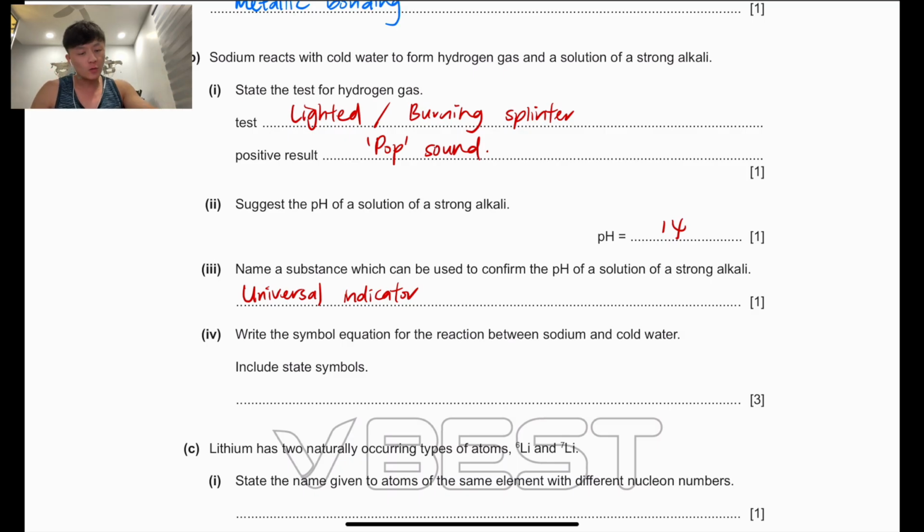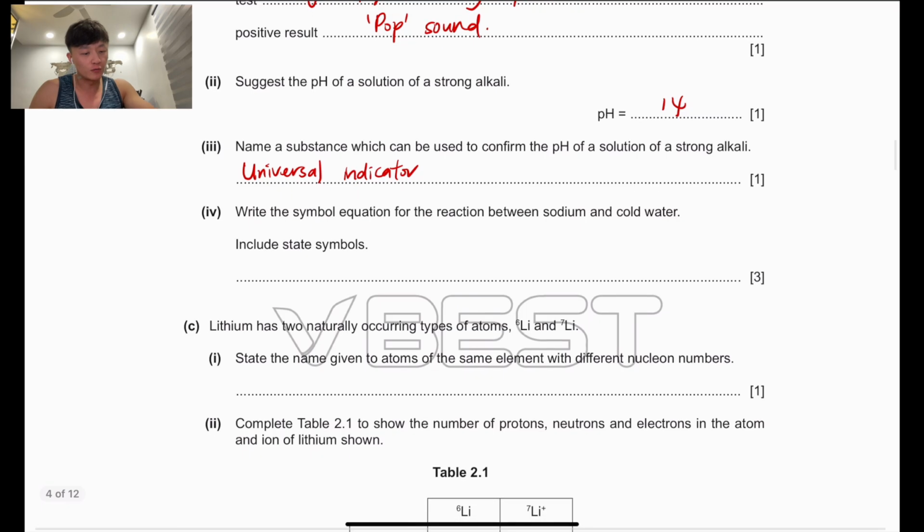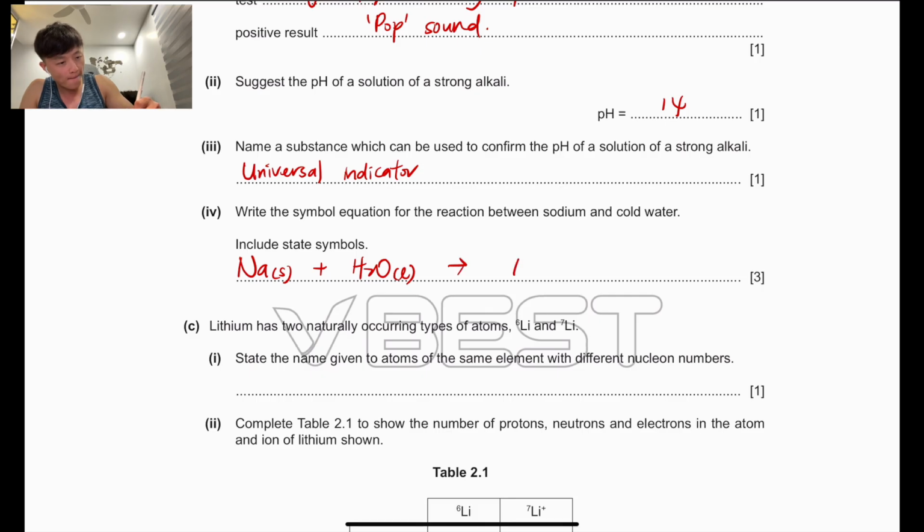So next one, write the simple equation for the reaction between sodium and H2O. Remember, group 1 reacts with water to form metal hydroxide and hydrogen gas. So sodium, state symbol solid, added into water, liquid, to form metal hydroxide solution and hydrogen gas. So is the equation balanced? No, it is not. So how do we balance the equation? So 2, 2, 2, balanced.